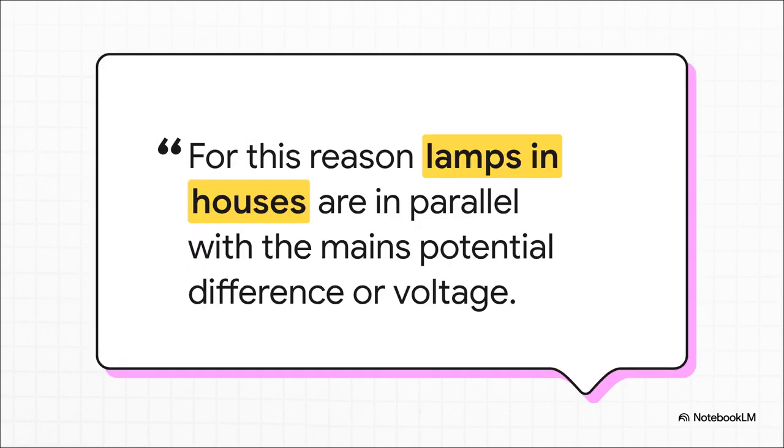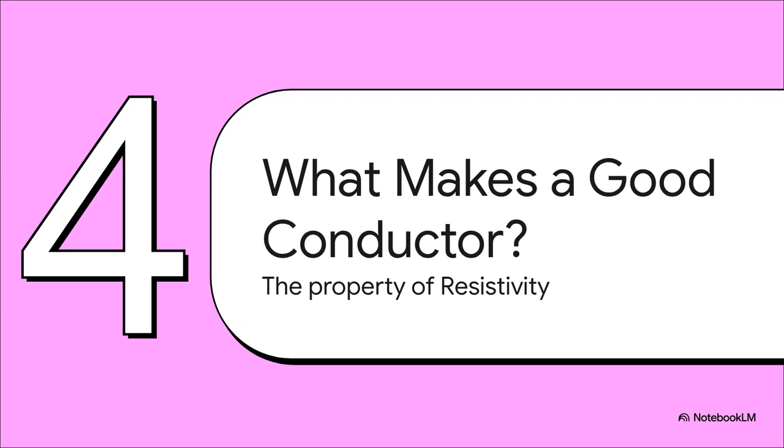So why should you care about any of this? Well, this quote really nails it. Your house is wired up in parallel. And that's super important because it makes sure every outlet gets the same amount of voltage. And it means that if one of your light bulbs burns out, it doesn't kill the whole circuit. All the other lights on their own separate branches just stay on. Pretty smart, huh?